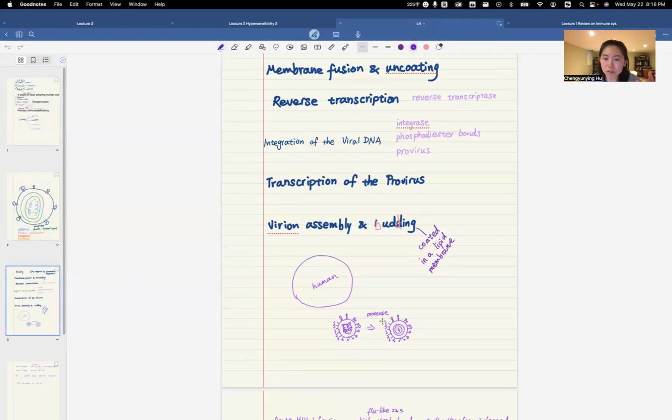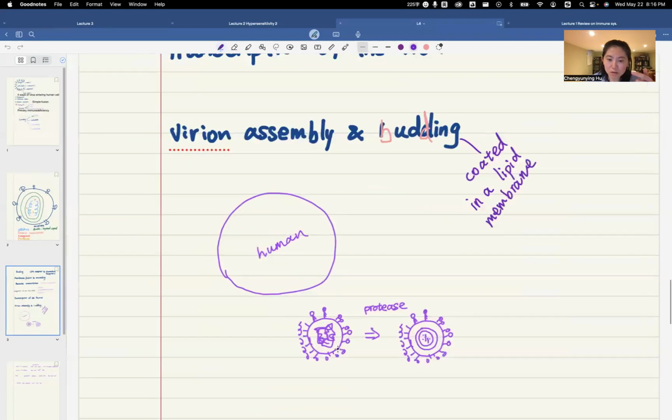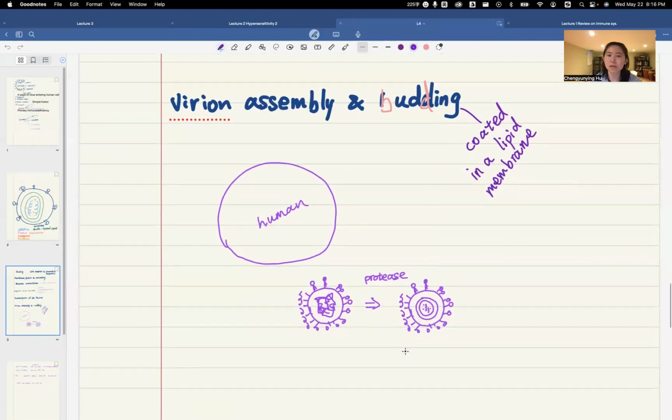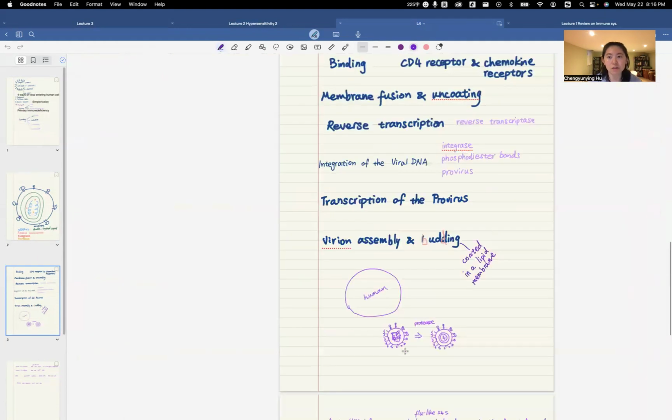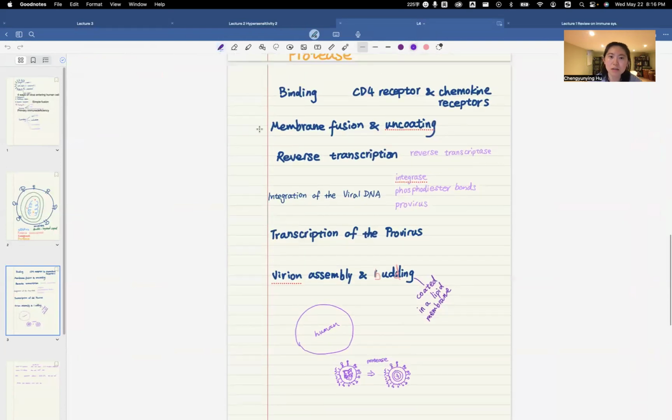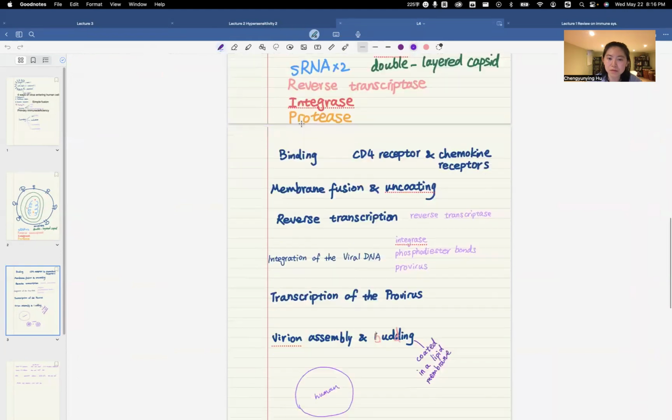So we need the protease. After budding happens, inside of the virus is a mess. So we need protease to cut the protein into order. The two single strand RNA, double layered capsid. Okay, that's the process of the HIV virus. First, the membrane fusion.